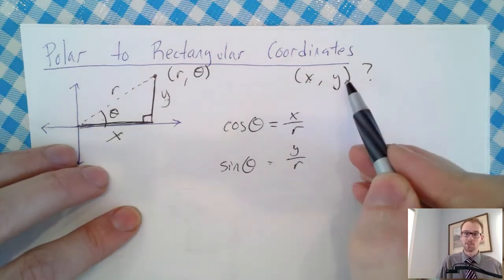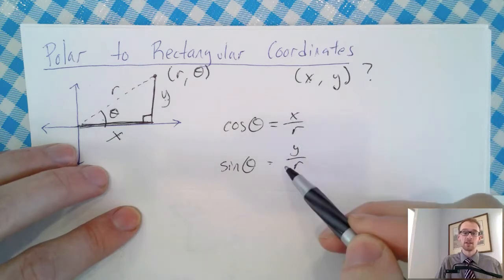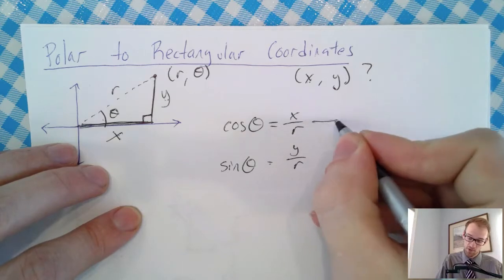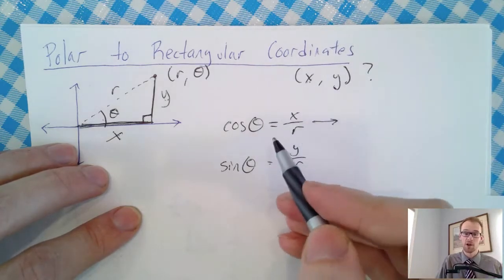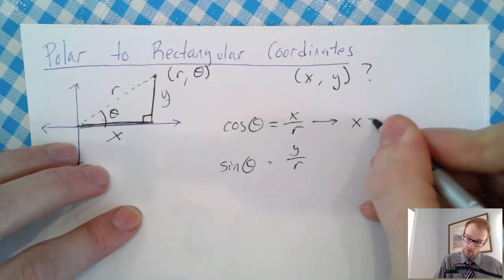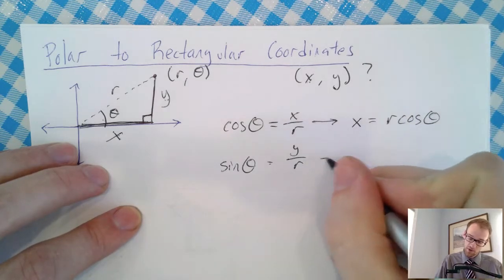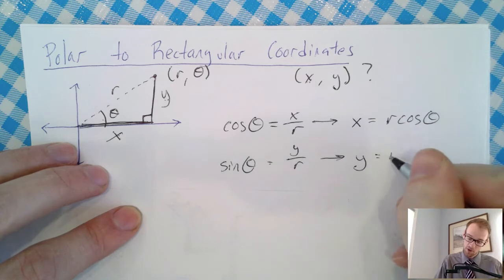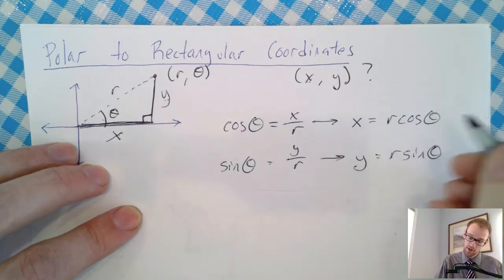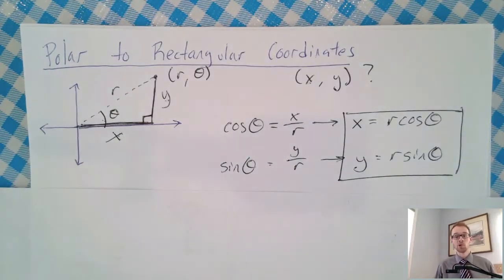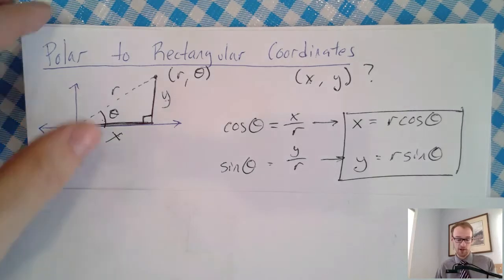But since we want to know x and y, we probably should take these formulas and solve them for x and for y. So this one would turn into, if I multiply both sides by r, what do I get? X equals r cosine theta, and this one becomes y equals r sine theta. Those are the formulas for converting polar to rectangular. So definitely write that down.